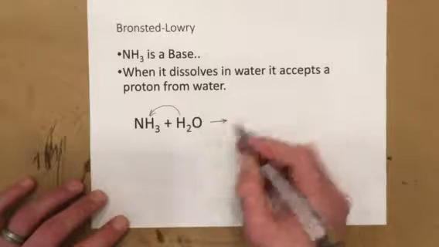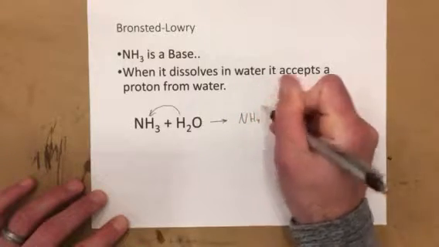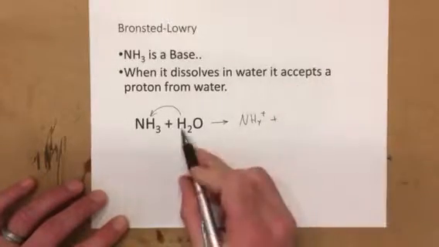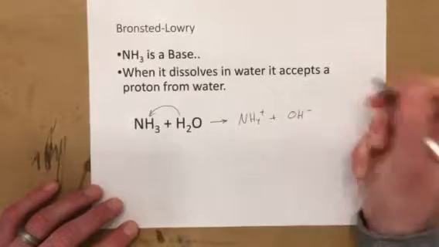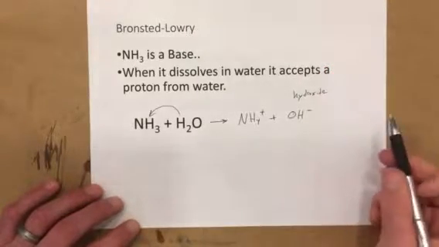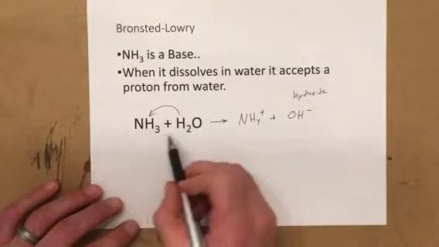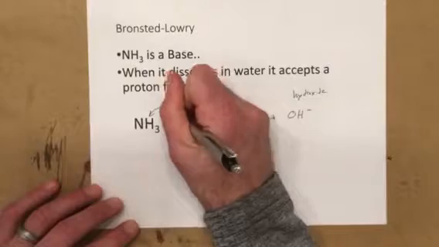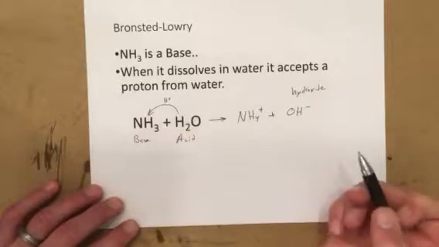So what is that going to make? NH3 gaining a hydrogen, and that hydrogen has a +1 charge, so it'll make ammonium ion, NH4 with a plus charge. And then if water loses a hydrogen, it'll become OH minus, which is hydroxide. We're going to be dealing a lot with hydronium and hydroxide ions in this chapter as we deal with acids and bases. In this case, water is acting as an acid, because it's the thing that's donating the proton. And ammonia is acting as your base, because it's the thing that accepts the proton.